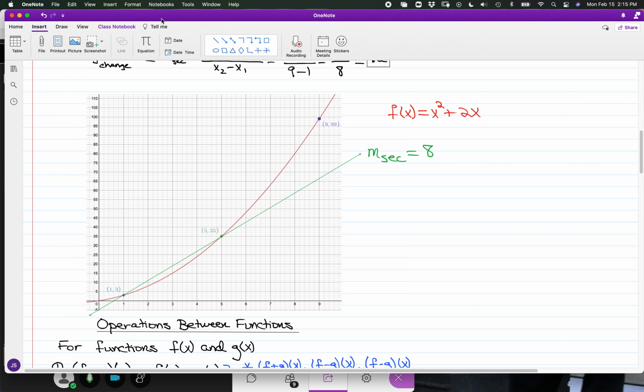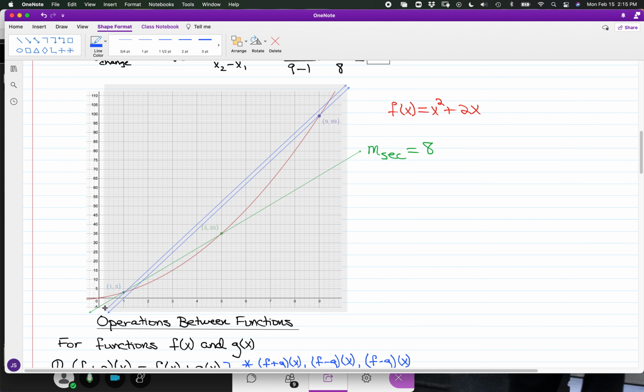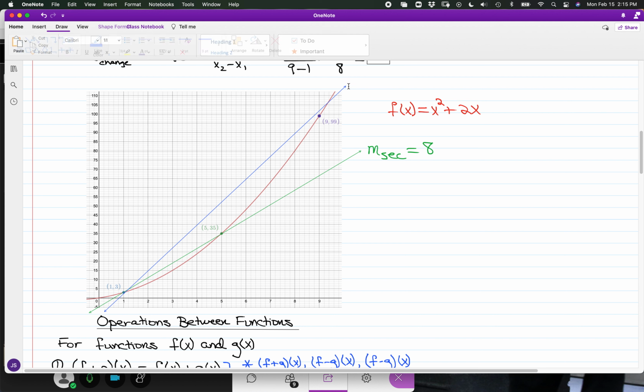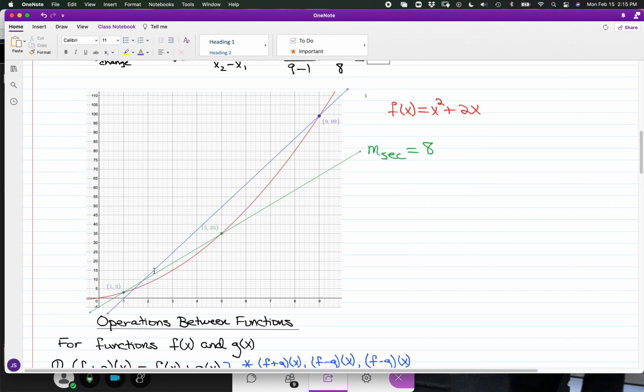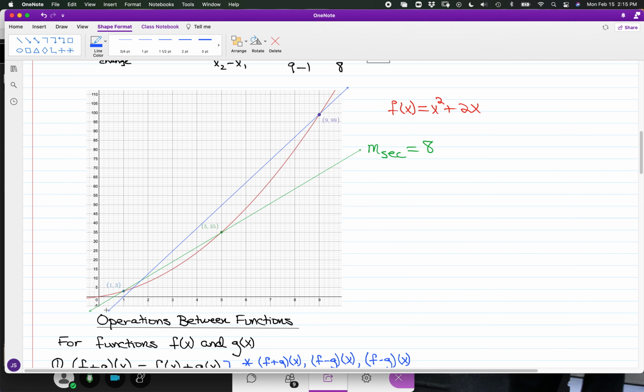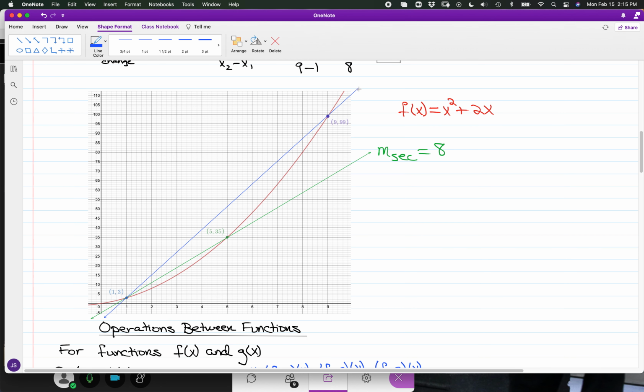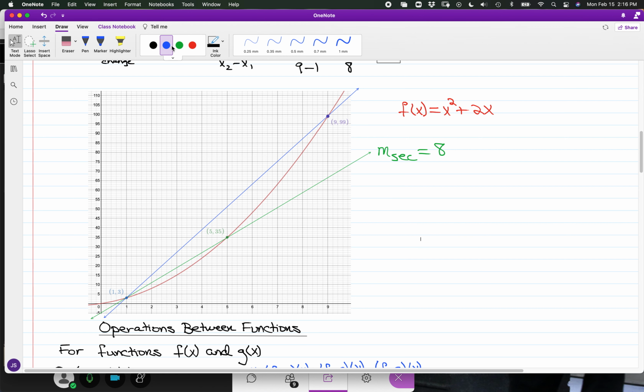And as we once again go out and proceed, let's say out to x equal to 9, starting from x equal to 1. So we have, let's see if I can connect those dots. Okay, in the case of the slope of the secant line out here, that turns out to be 12.